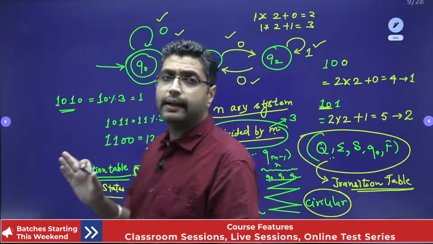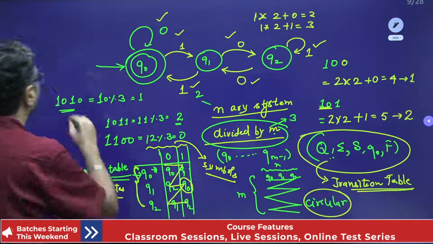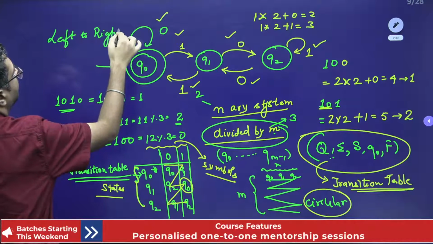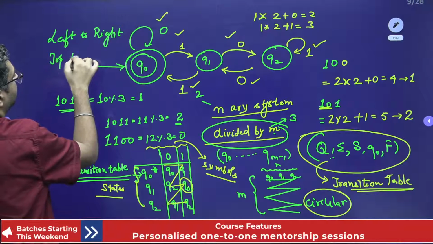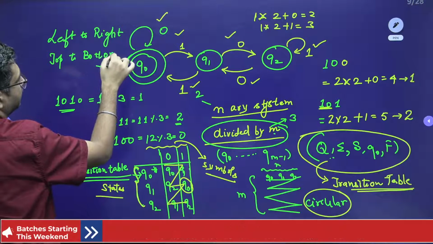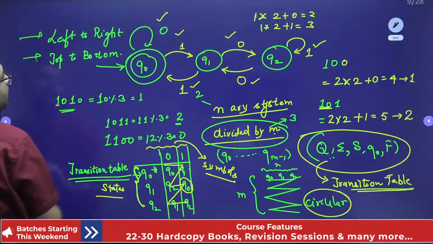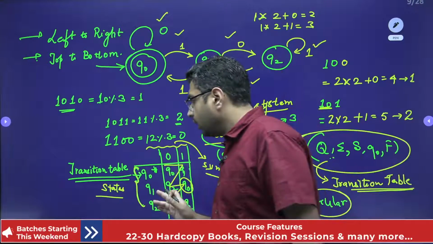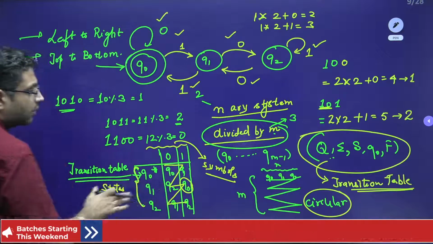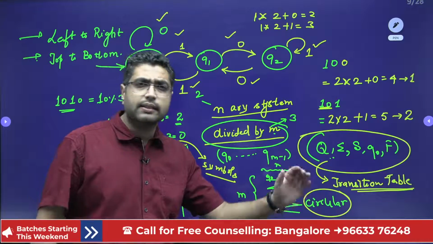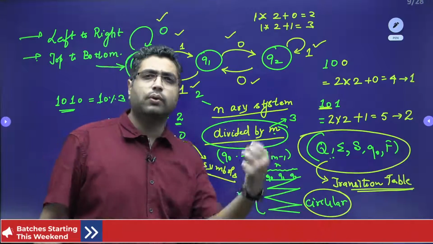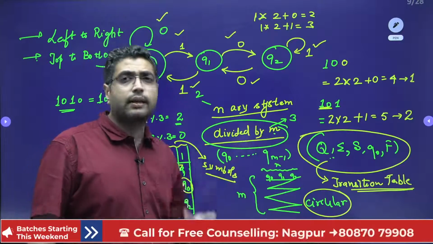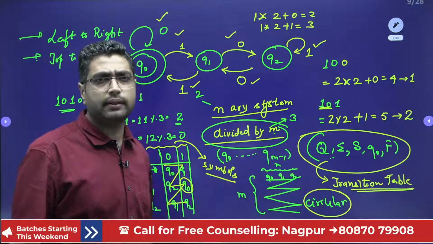So left to right, and then top to bottom. This way you will fill the states in a circular manner. That is, once the states are over, Q0, Q1, Q2, Q3, Q4, Q5, however many states you have, in this case 2, you stop at 2 and then start again with 0. So in a circular manner you are going to fill it, right?